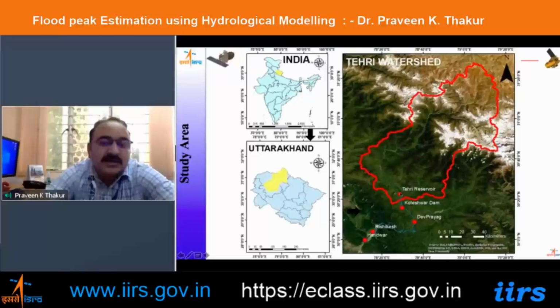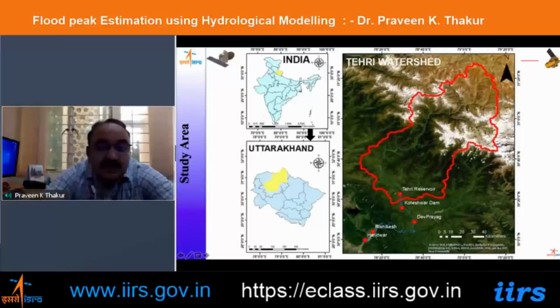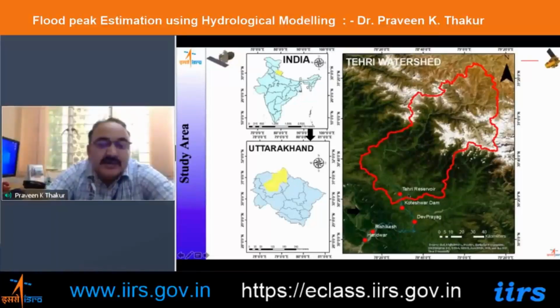So if both the waters were coming without the Tehri dam, it would have been very damaging to the Rishikesh and Haridwar area. So effectively, this Tehri dam acted as a storage, and it actually saved the downstream areas of Devprayag, Koteshwar Dam, and Rishikesh and Haridwar township.